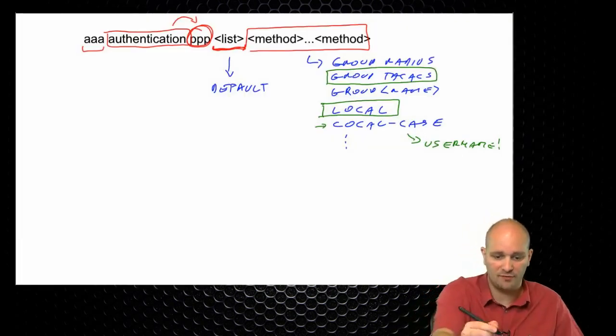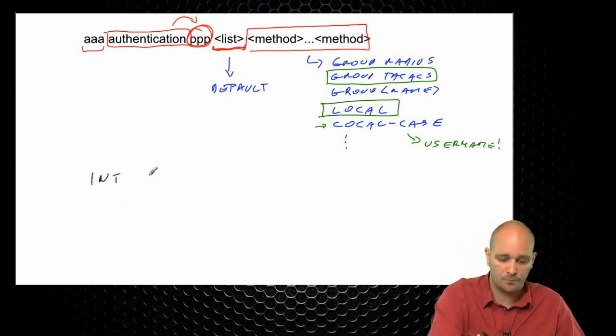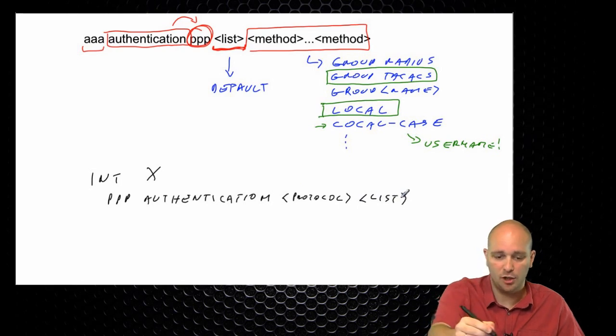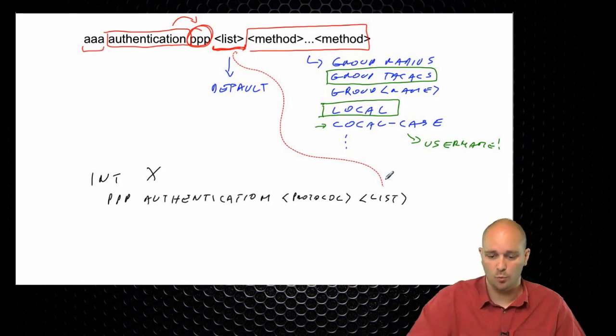So what we're going to have next is the interface X and then ppp authentication, protocol and then list. And here the list is actually what binds this with the interface.